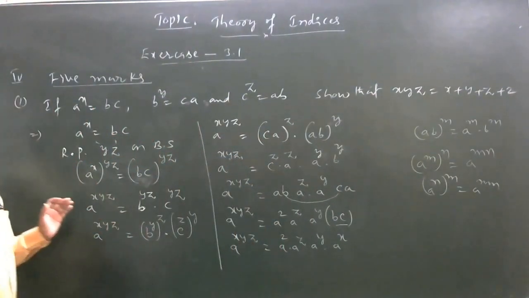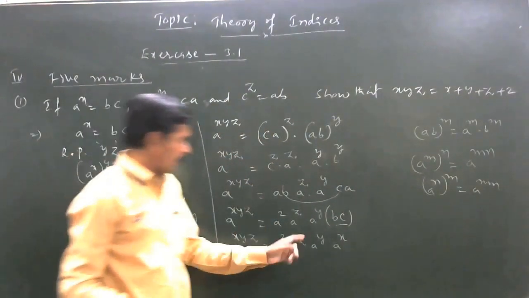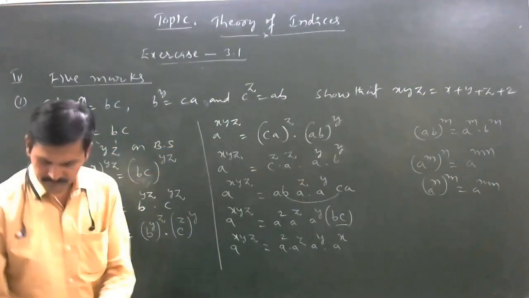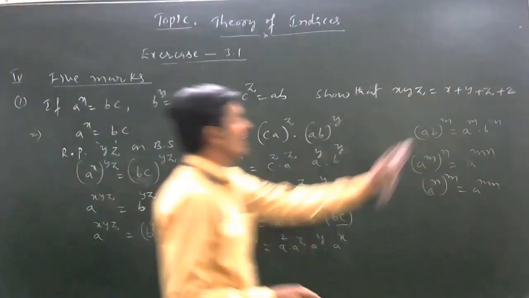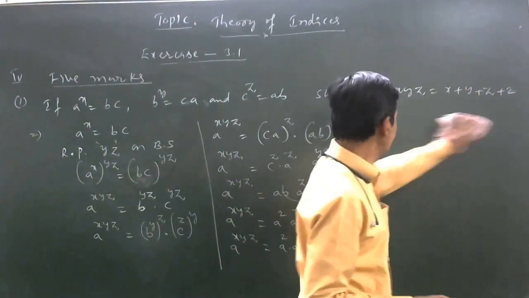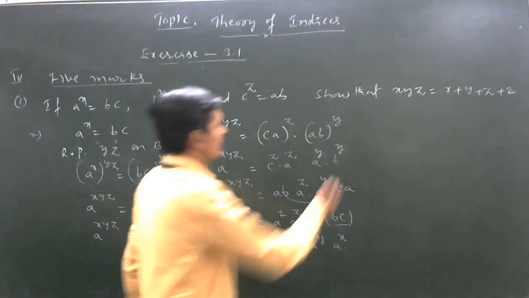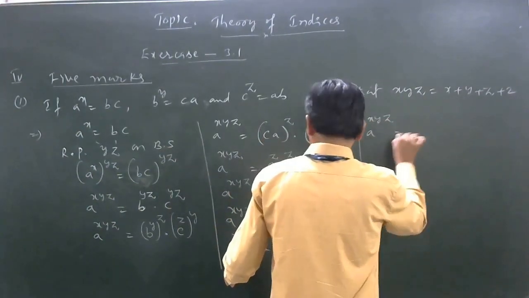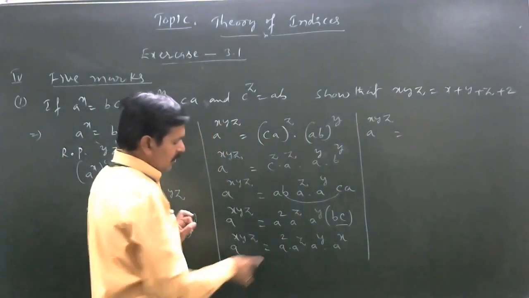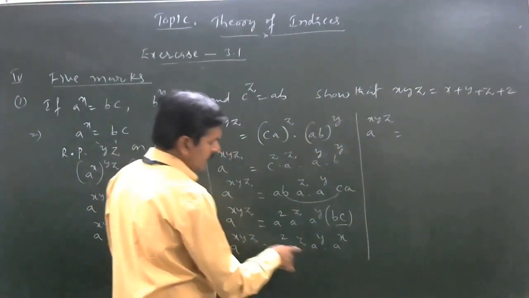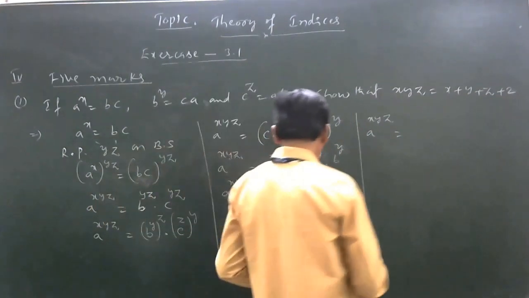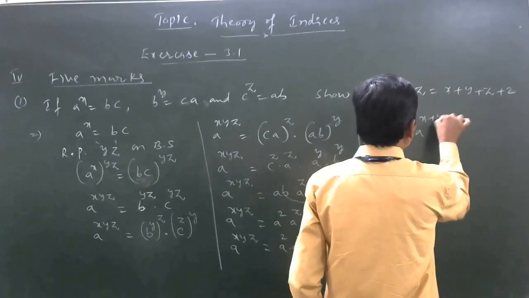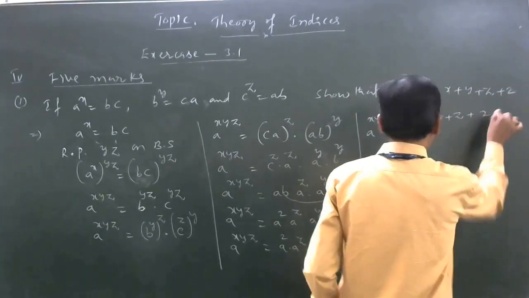In the right side all the base values are equal. It is A. Here A power xyz is equal to, here base values are equal. Base values are equal means the powers should be added. It is A power x plus y plus z plus 2.